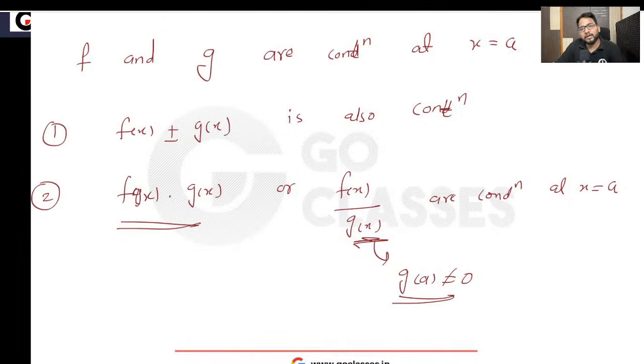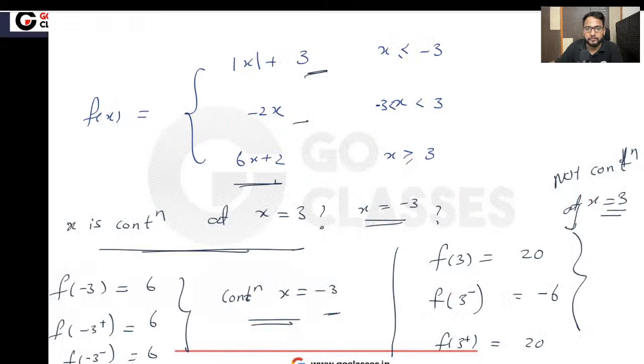Now if f and g are continuous at x equal to a, then plus or minus of these won't matter. These are also continuous, which means this is also continuous, multiplication is also continuous, division is also continuous, as long as the denominator is obviously not 0. Okay, cool.